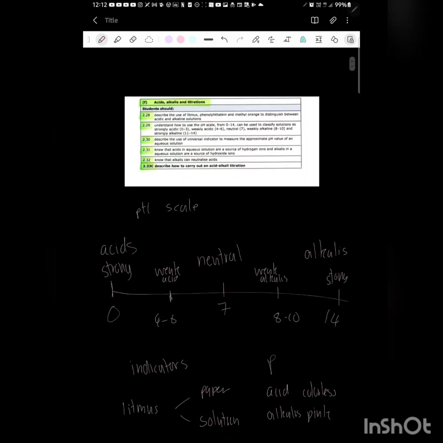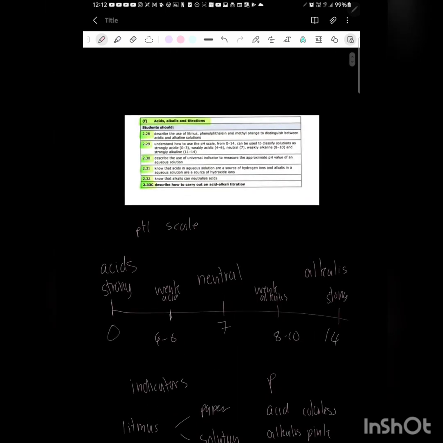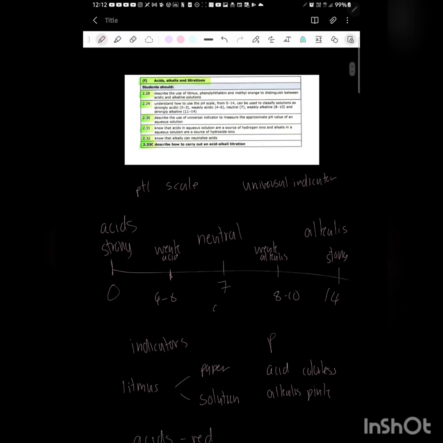So our next spec point, which is universal indicators to measure the approximate pH values. So basically all it is, universal indicator, it's just like a solution. You put a couple drops of it into a solution to test the pH basically. And neutral, it's green, and it's basically like the rainbow.